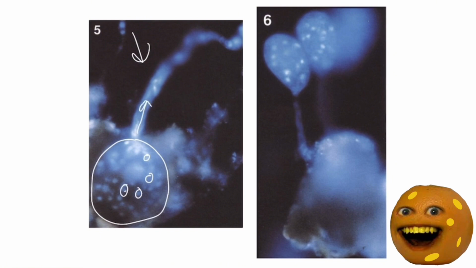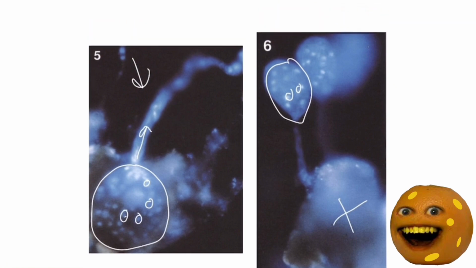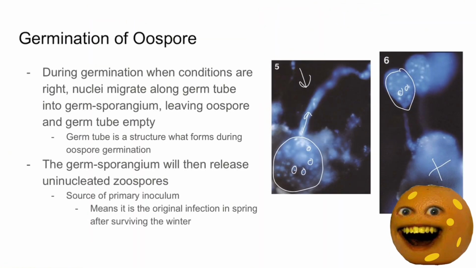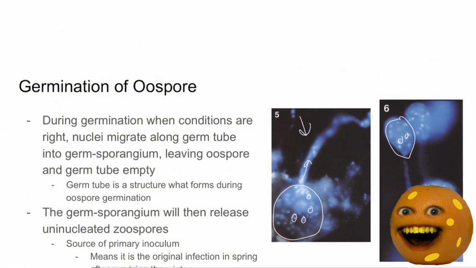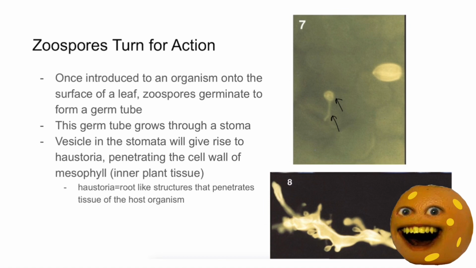And then on the right you have something different, where you have your germ sporangium actually form right here with nuclei in it, and you'll notice that there are no more nuclei in the oospore or the tube. And this germ sporangium is important because it will then release the uninucleated zoospores, which are the source of the primary inoculum. A primary inoculum is basically the first original infection in spring after the oospore has been dormant the entire winter. Now it's time for the zoospores to do their thing.